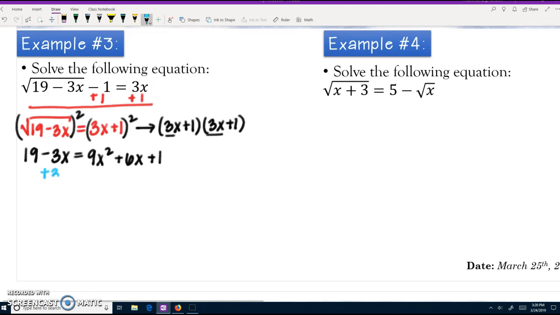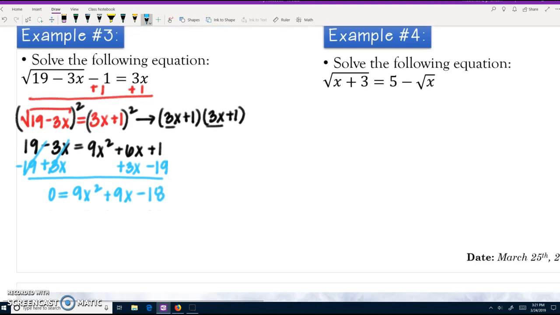So what I'm going to do is add the 3x over here and subtract the 19. So that way I'm combining all like terms on one side. So I'm going to add 3x, subtract 19. So what that will give me is that 0 is equal to 9x squared plus 9x minus 18.